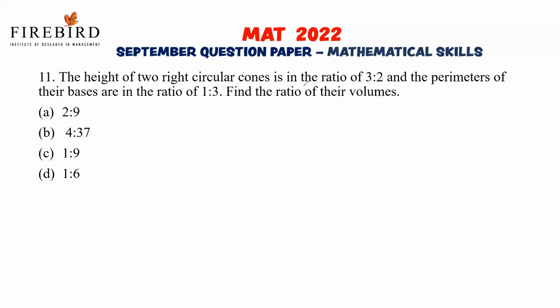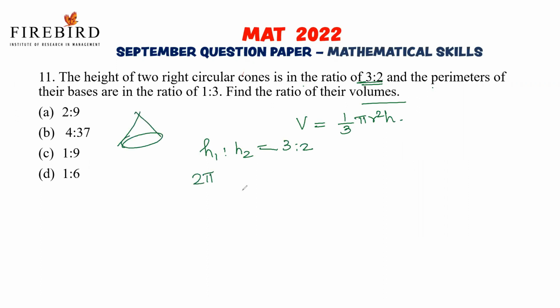The heights of 2 right circular cones are in the ratio 3:2, and the perimeters of their bases are in the ratio 1:3. I've seen the words itself, I come to understand it's a question based on mensuration, and the volume of the cone is nothing but 1 by 3 pi r square h. They have given the height ratio h1 to h2 is 3:2, and the perimeter of the cone is the circular base. Cone has a circular base, right? So the circumference formula is 2 pi r.